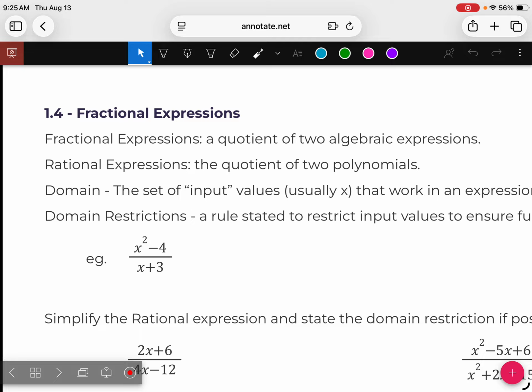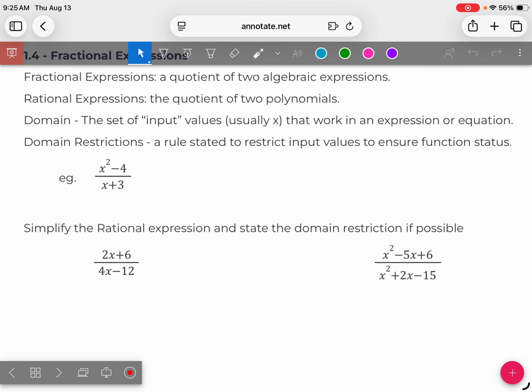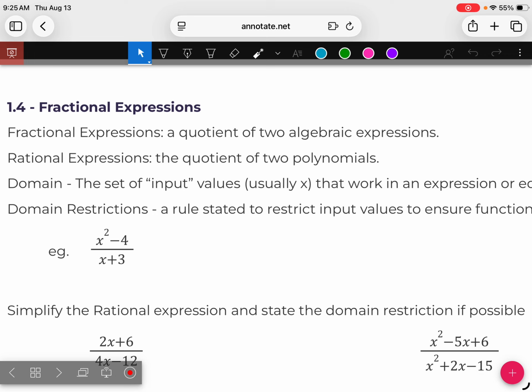So we're going to be on the section that starts 1.4, which is in the notes packet. And I think, nope, this one doesn't have page numbers on it, but it starts with 1.4 at the top. We're going to be looking at rational functions, which are fraction stuff. So fraction expressions. Page 6.